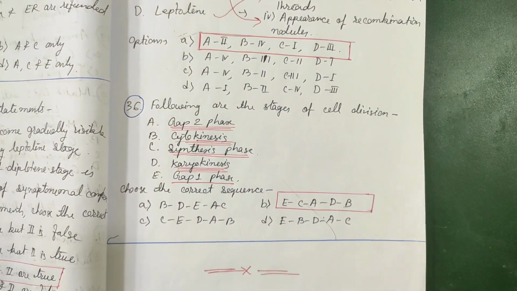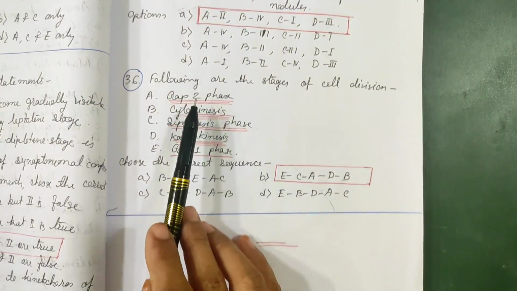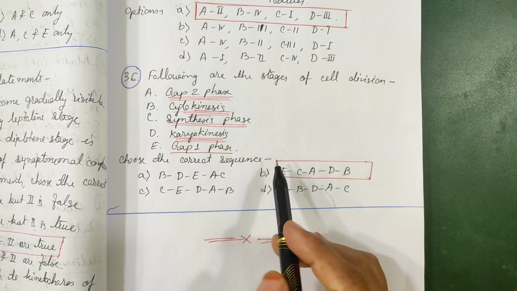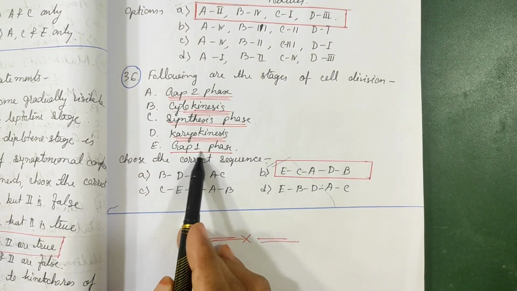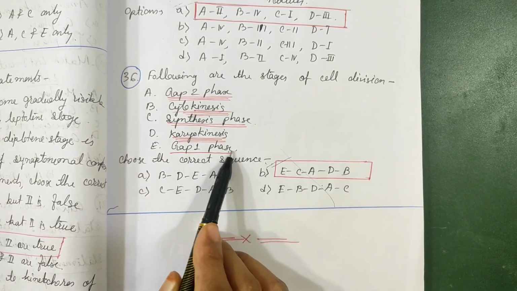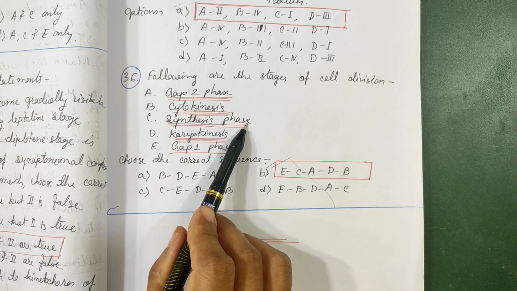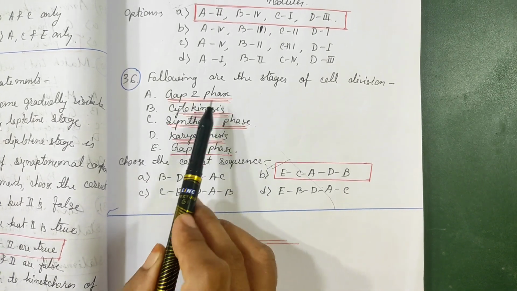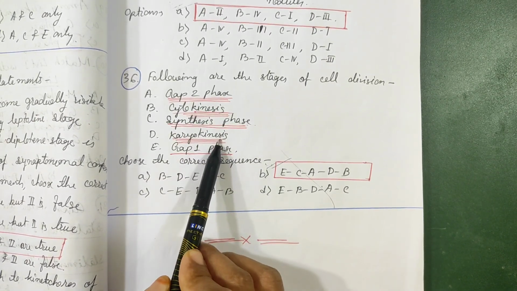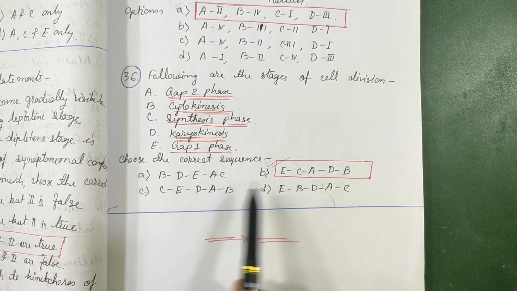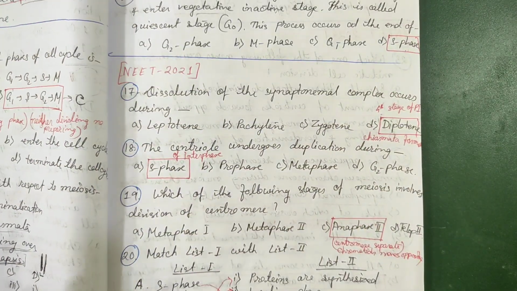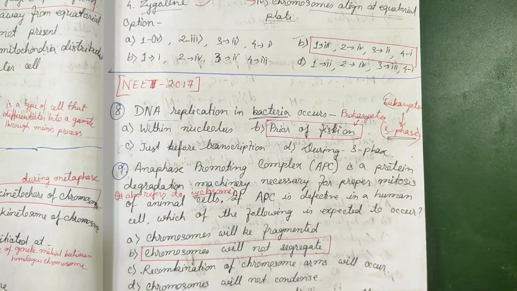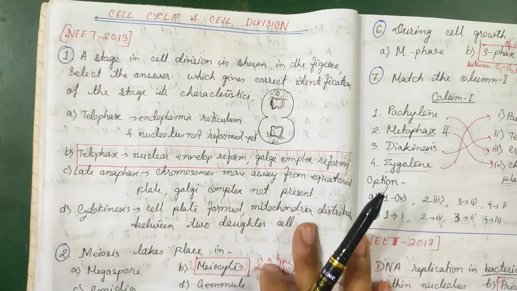Next question, following are the stages of cell division. Here the correct sequence is option B: first G1 phase, second S phase, third G2 phase, fourth karyokinesis, then fifth cytokinesis. So these are all the questions with answers from the NEET question papers 2013 to 2024, chapter cell cycle and cell division.